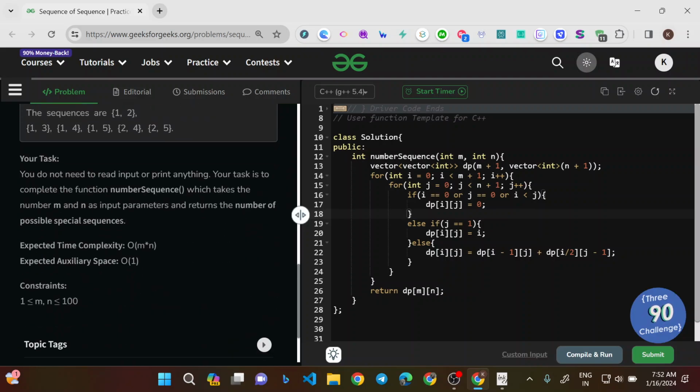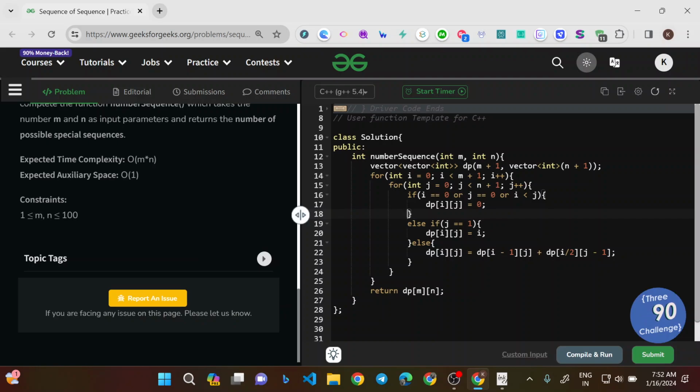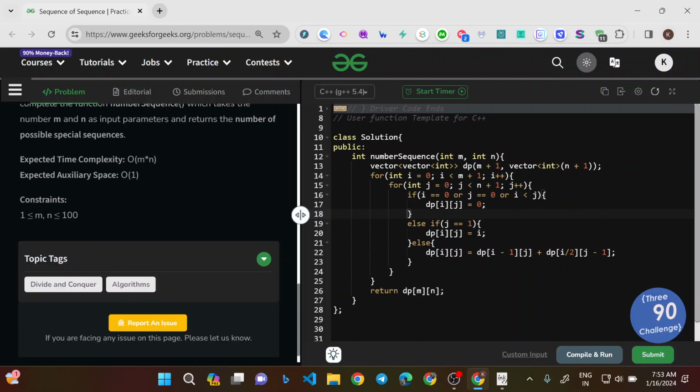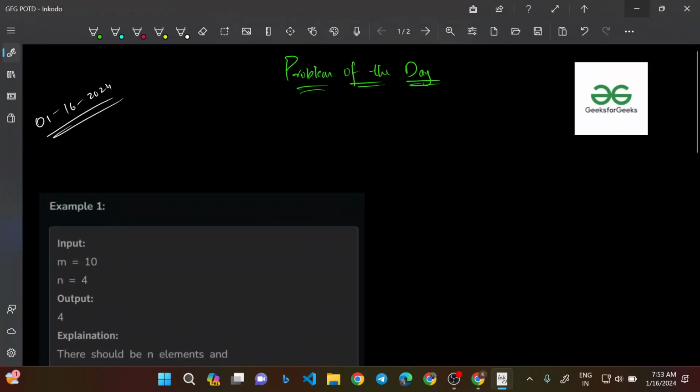Some examples are given, and the expected time complexity is O of m times n and space is O of 1. But I'm not able to come up with a solution with expected auxiliary space O of 1, and I'll explain why I don't think it's possible. The constraints are that m and n go up to 100. It might be possible, but as far as my knowledge goes, I don't think it's really possible to solve this in O of 1. And don't mind these topic tags. Okay, let's start with the examples now.